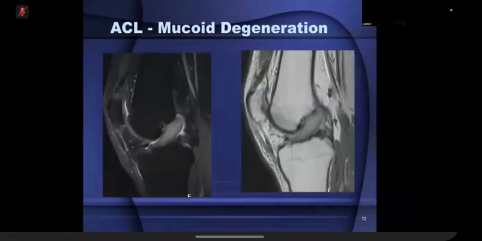The mucoid degeneration is a slightly related thing. You can call this a celery stick as well. It's just a swollen appearance of the ACL with mucoid, bright signal intensity with low signal fibers running through. That's not a tear.